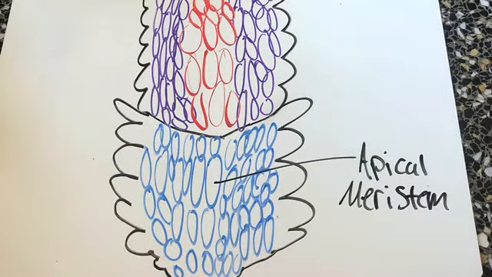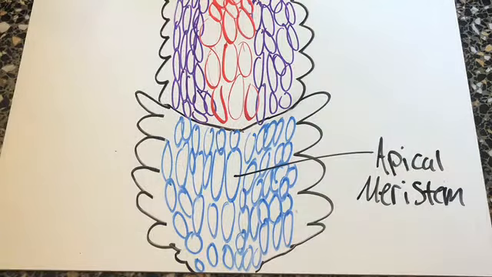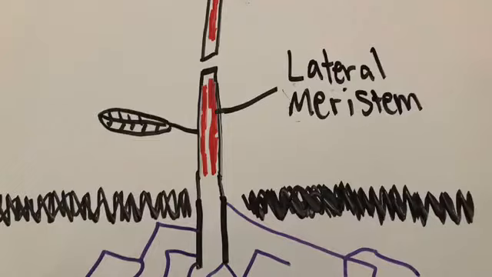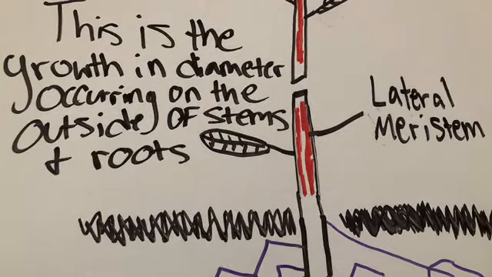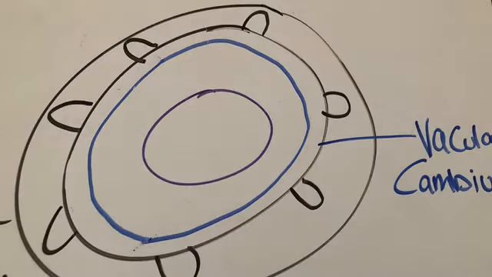The apical meristem is responsible for the end growth at roots and stems. That is where the upward growth in height happens. Without the apical meristem, every plant would be a midget, and that's just wrong. The next part of the plant is the lateral meristem. It is responsible for growth in diameter occurring on the outside of stems and roots.